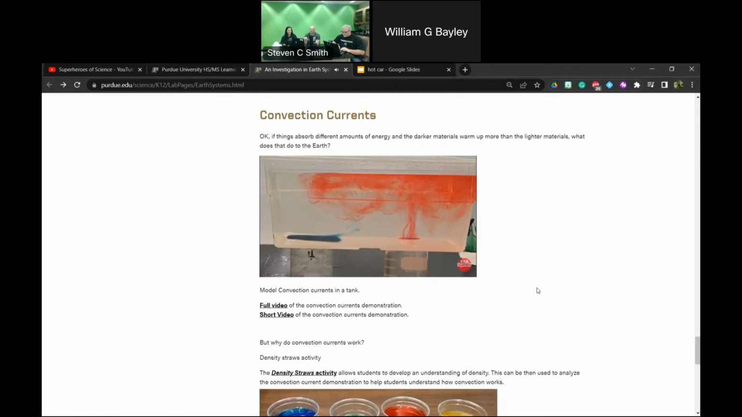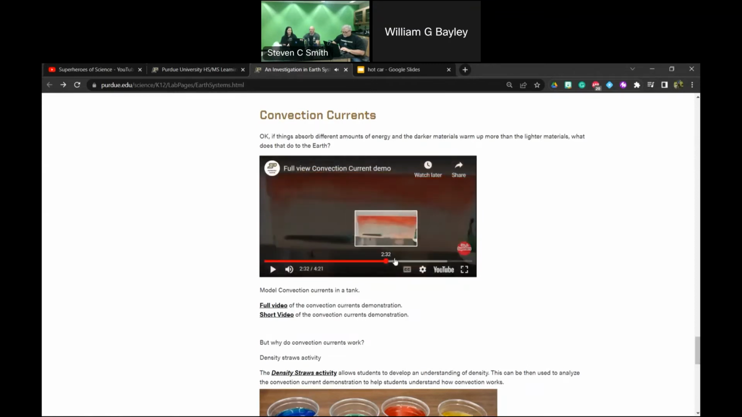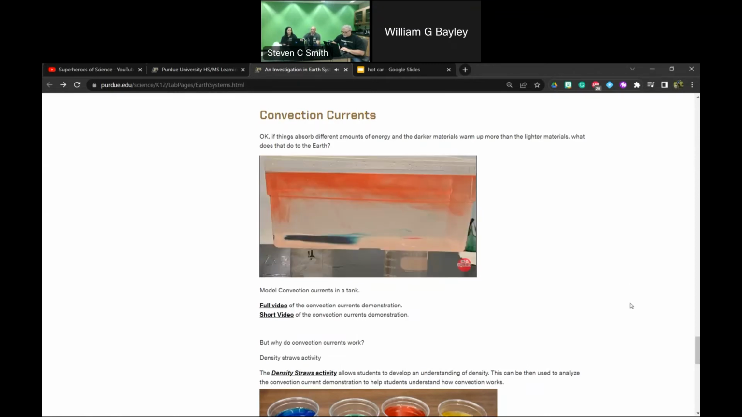This demo goes on for a while. Like I said, this is the 4-minute one. And I like this one. I like doing this demo. Eventually the blue will start moving over and you can see it kind of starting on the edge, starting to rise up. And these are heats. We talked about convection currents, and that introduces all of our weather.